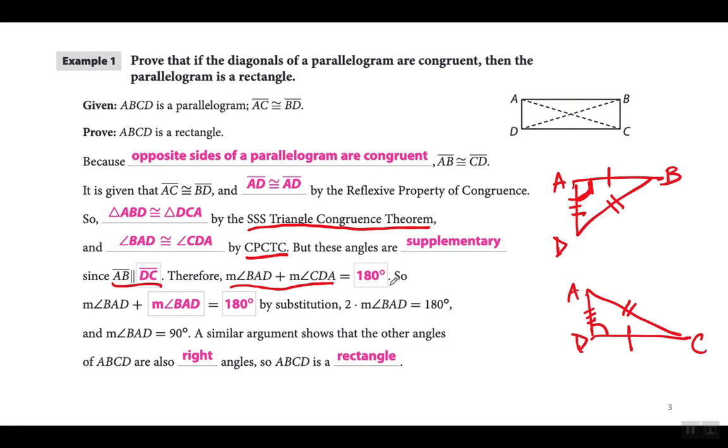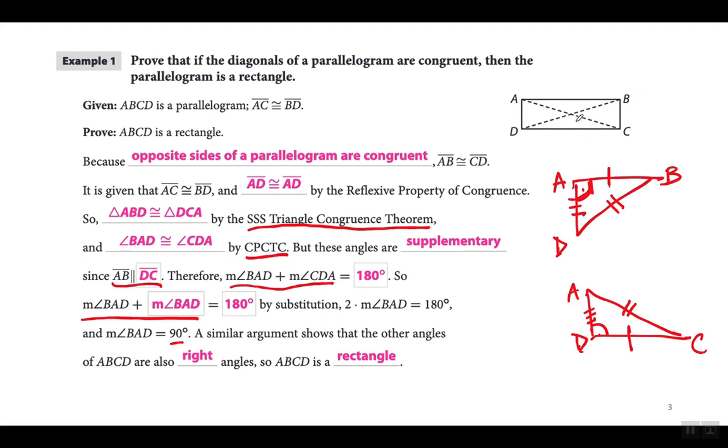Therefore, when you add the measure of angle BAD plus the measure of angle CAD, it has to equal 180. But since we already showed that the two triangles are congruent and this angle corresponds to this angle, that means that you could substitute angle BAD for angle CDA, and when you add them both up, they got to equal 180. So that means that each one of them has to equal the same amount, which is 90 degrees.